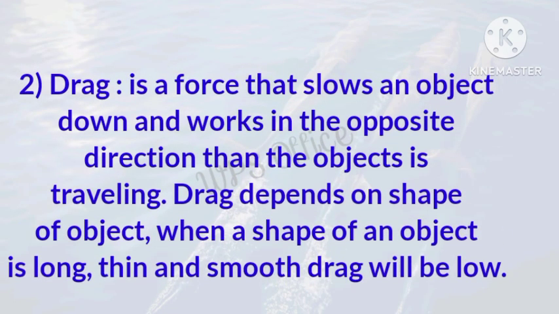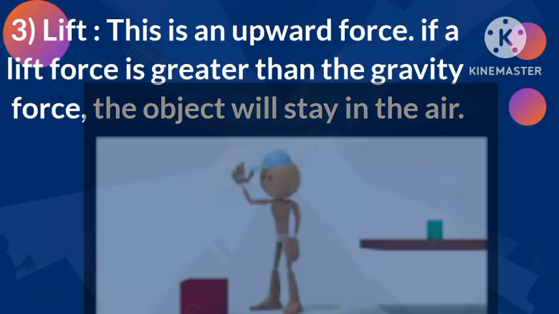Next, drag. This is a force that slows an object down and works in the opposite direction to the one the object is traveling in. Drag depends on the shape of the object. When the shape of an object is long, thin and smooth, drag will be low.